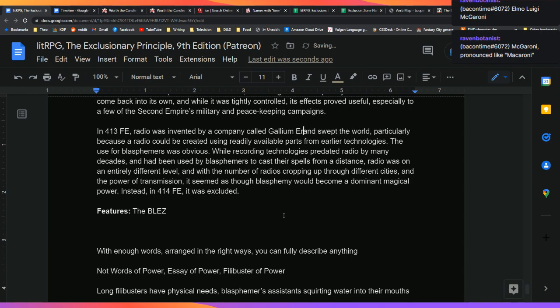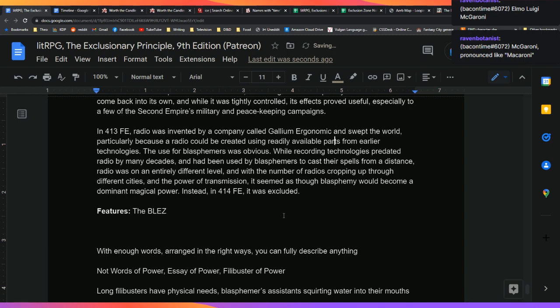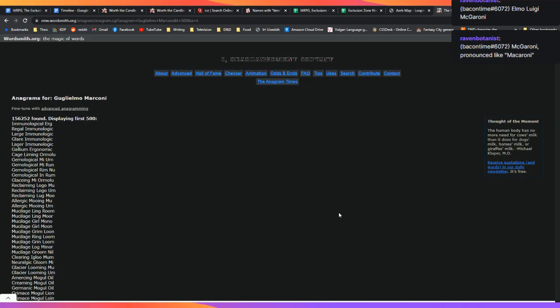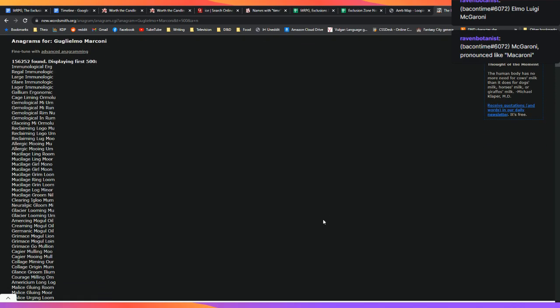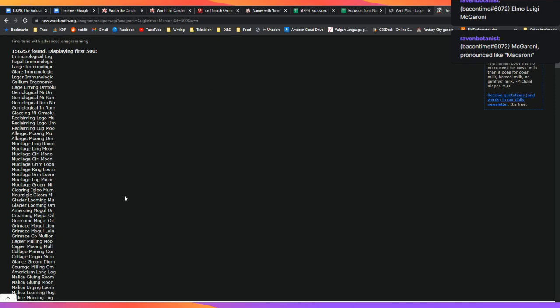It's one of those. It's easier to miss. I don't know. I just like Gallium Ergonomic because it doesn't make sense. Also, first of all, what is an ergonomics company? They just make ergonomic devices.